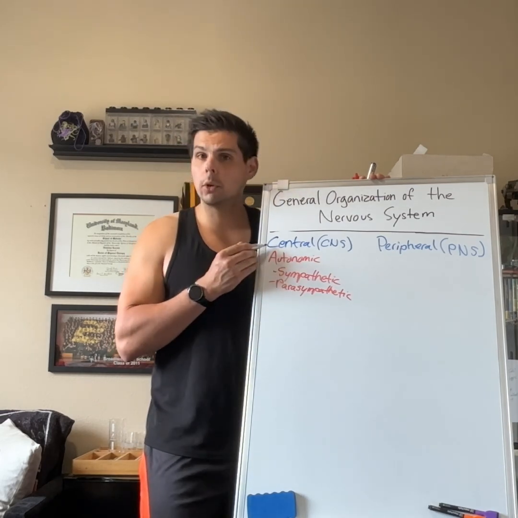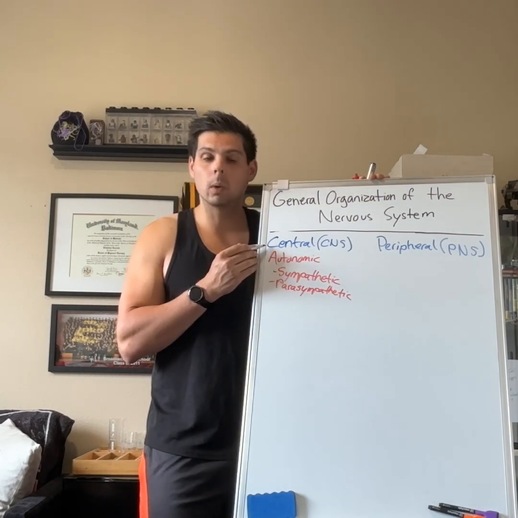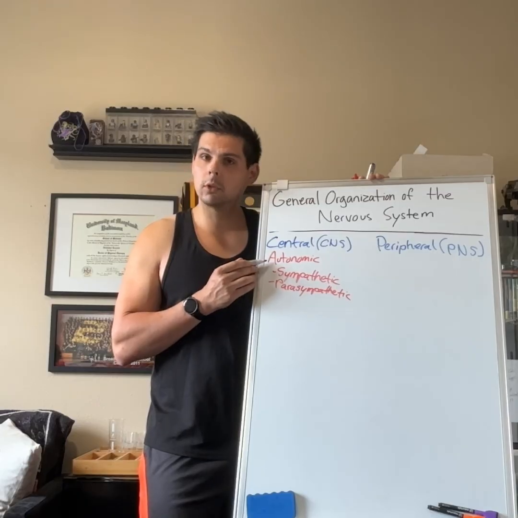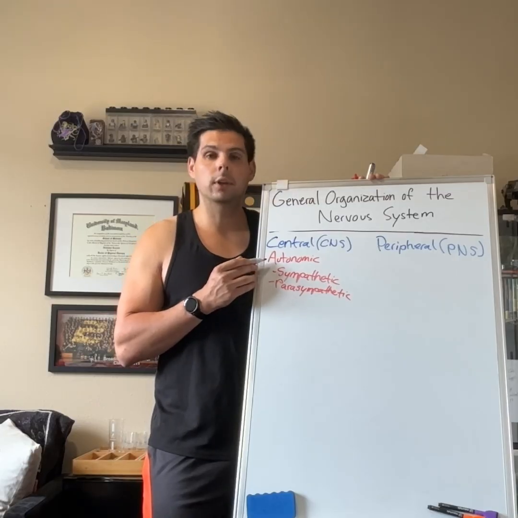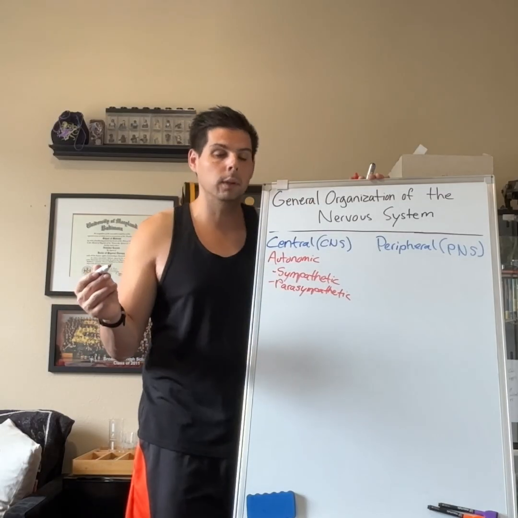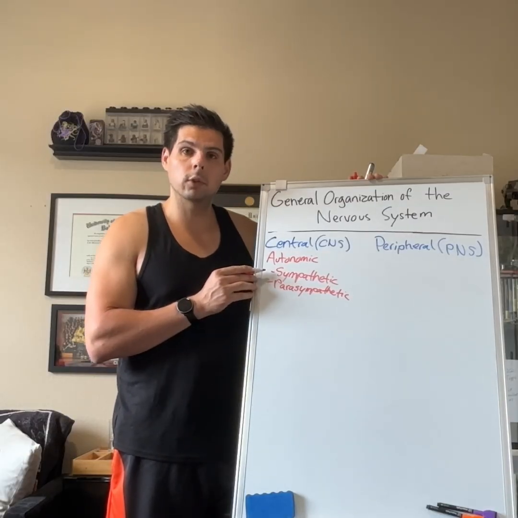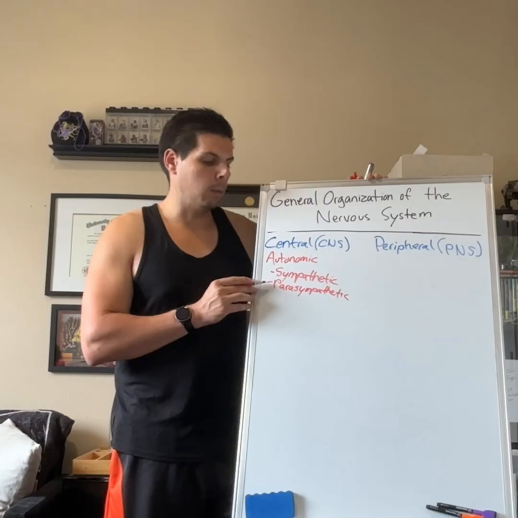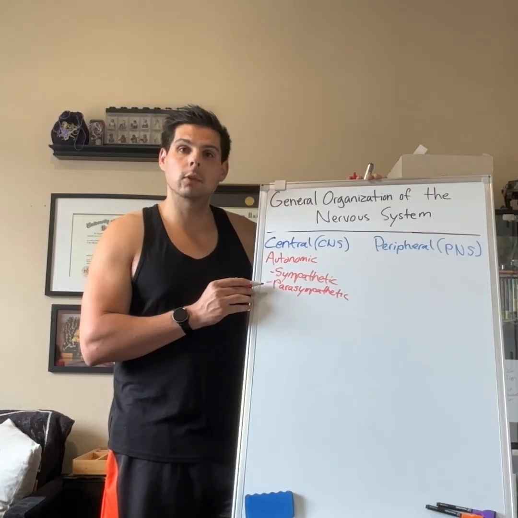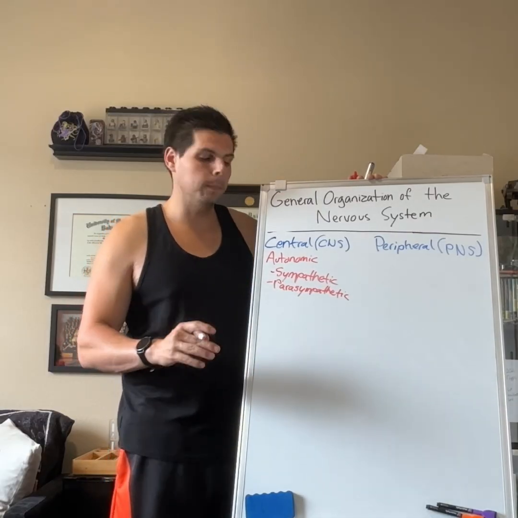So we have the central nervous system, which is your brain and spinal cord. Big part of the central nervous system is the autonomic branch that takes care of everything that you don't have to actively think about. Within that, we have the sympathetic branch of the nervous system, which ramps your body up. And then we have the parasympathetic branch of the nervous system, which brings your body back down.